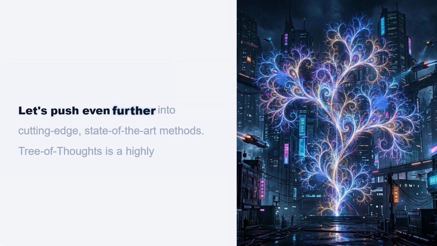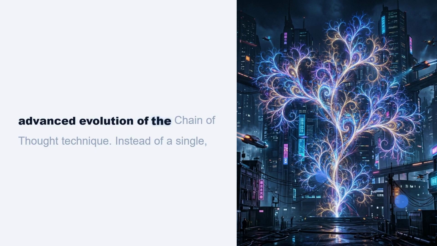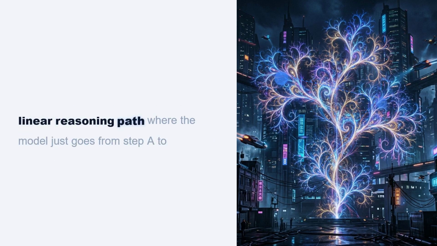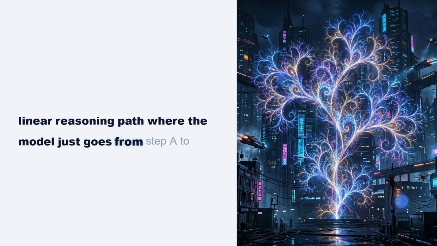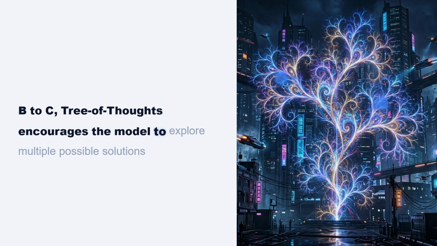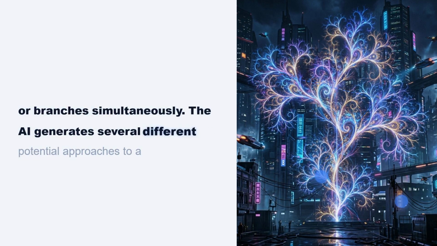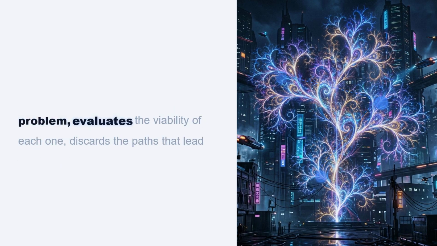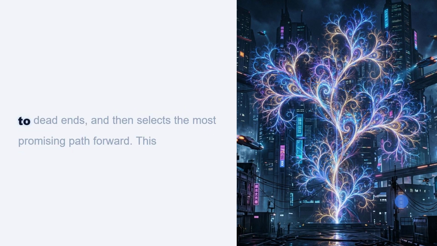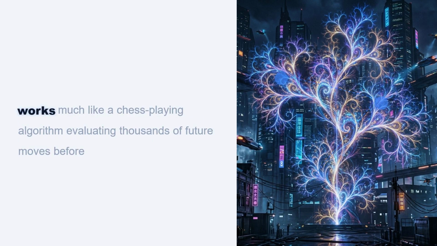Let's push even further into cutting-edge, state-of-the-art methods. Tree of thoughts is a highly advanced evolution of the chain of thought technique. Instead of a single, linear reasoning path where the model just goes from step A to B to C, Tree of Thoughts encourages the model to explore multiple possible solutions or branches simultaneously. The AI generates several different potential approaches to a problem, evaluates the viability of each one, discards the paths that lead to dead ends, and then selects the most promising path forward.